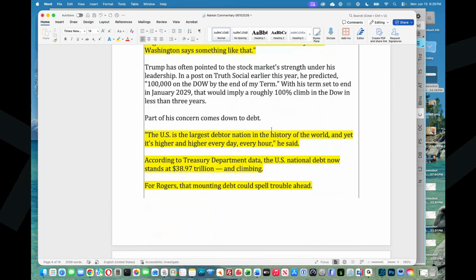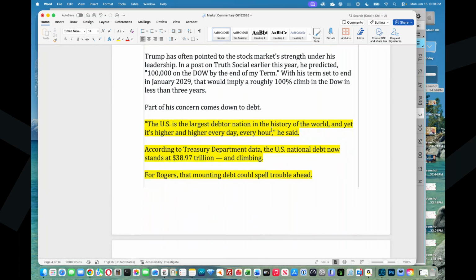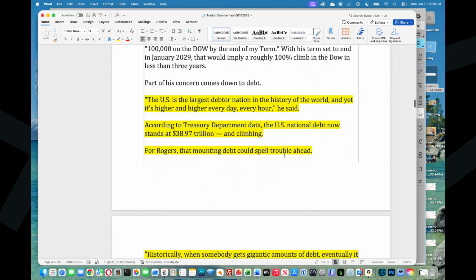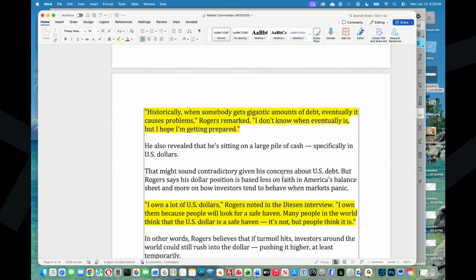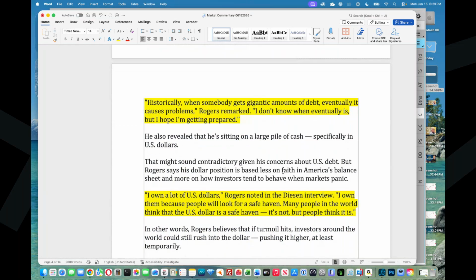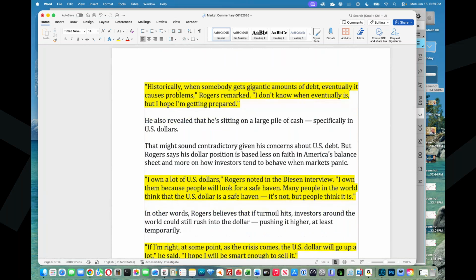He's talking about the debt, the U.S. being the largest debtor nation in the history of the world, and yet it's higher and higher every day, every hour, he said. According to the U.S. Treasury Department, the debt stands at 38.97 trillion and climbing. That mounting debt could spell trouble ahead. Historically, when somebody gets gigantic amounts of debt, eventually it causes problems. I don't know when eventually is, but I hope I'm getting prepared. And I want to be prepared, right? And that's why I'm nervous.